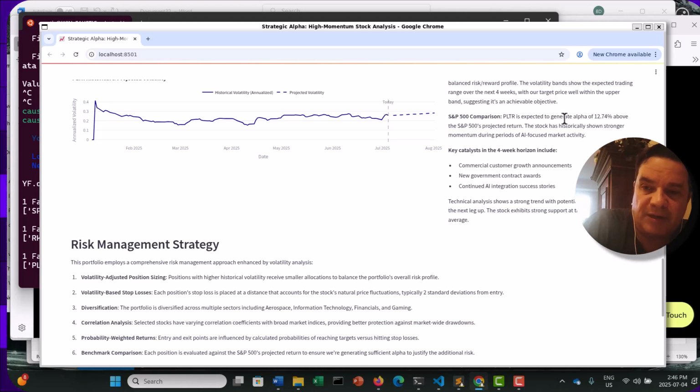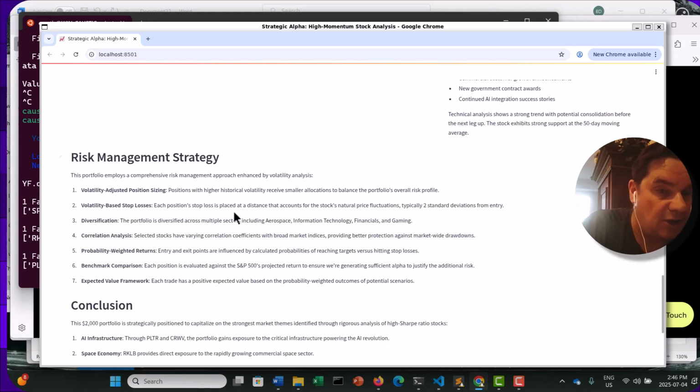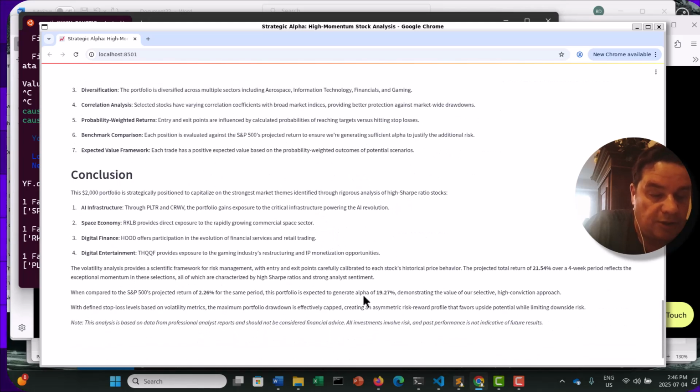So the comparison: expected to generate an alpha of 12.74% over the S&P projected return. The stock has historically shown stronger momentum during periods of AI-focused market activity. So this is obviously an AI-driven stock. So again, all of the risk management analysis with the conclusion here.